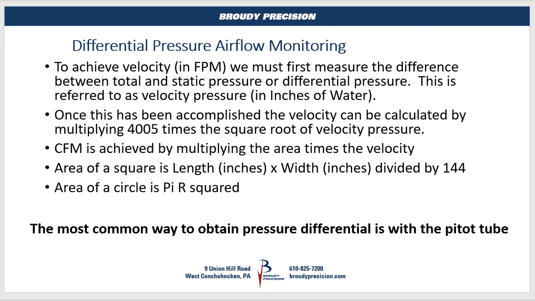The area is, of course, the inches in length by inches in width. That number is then divided by 144. And that gives us our square feet, which is then multiplied by our velocity that we've calculated. The area of a circle is pi times r squared, where r is the radius, which is half of the diameter. So that would be 3.14 times the radius, half of the diameter, squared.